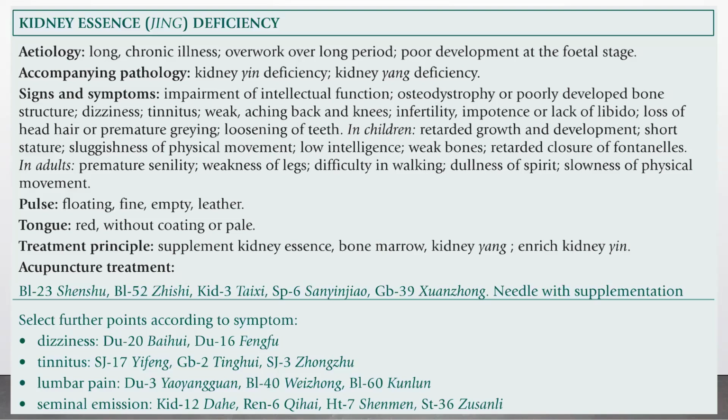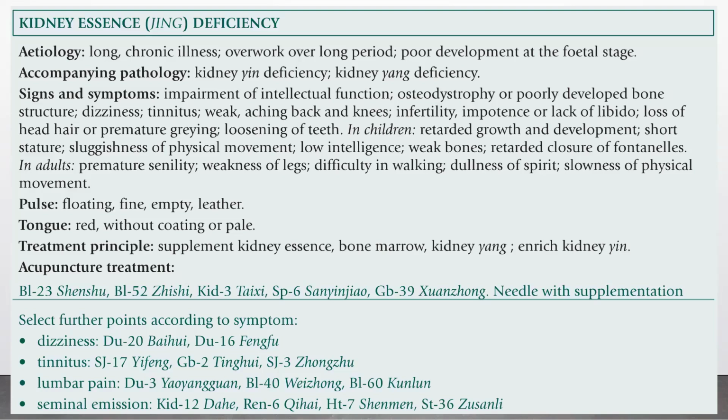In adults, there is premature senility, weakness of legs, difficulty in walking, dullness of spirit, slowness of physical movement. For the pulse: floating, or empty, leather. For the tongue: it is red without coating, or pale. The treatment principle is to supplement kidney essence and bone marrow, kidney yang, and enrich kidney yin.